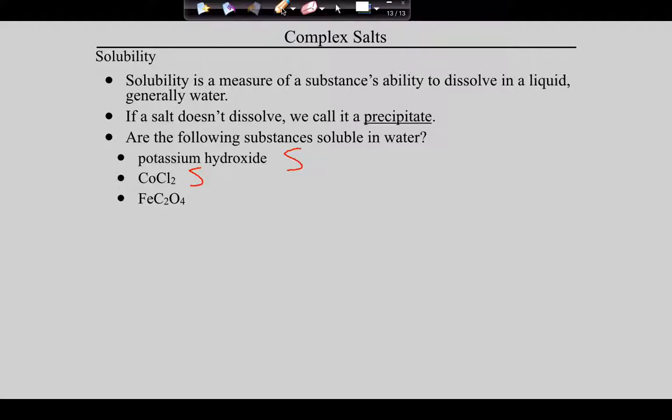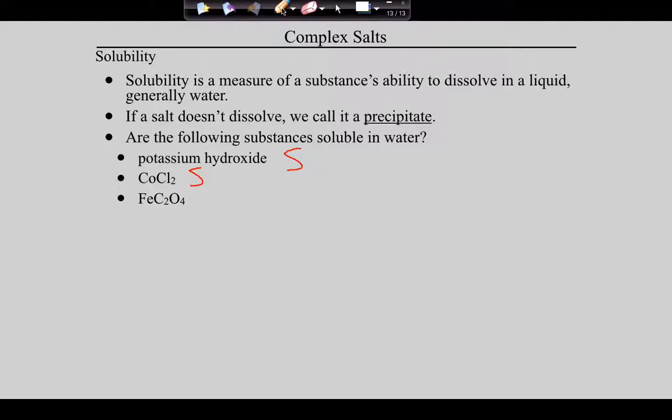FeC2O4. Fe is iron. You'll find that on the left. And then C2O4 is oxalate. You'll find that about 6 from the right. And you bring those together, and what do you see? Does this dissolve in water? Tricky, right? What's the answer? Well, guys, the answer depends. The answer depends on what?